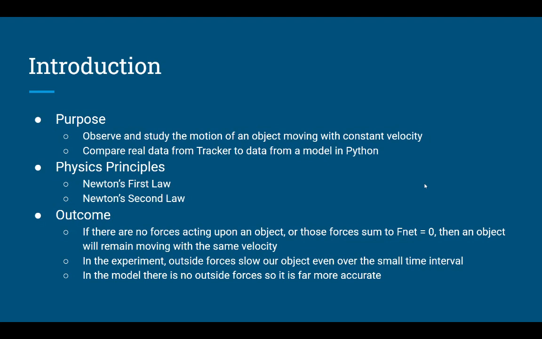The main physics principles at play here are going to be Newton's first law and Newton's second law. And then a quick jump to just the outcome that we're going to see: if there are no forces acting on an object, where they sum to F net equals 0, aka constant velocity, it will just remain moving with that same velocity, which is why it's called constant velocity. And then in the experiment, outside forces cause this number to not be exact because we're going to have friction. We're going to have actual other forces acting there. But in the model, there's no outside force.